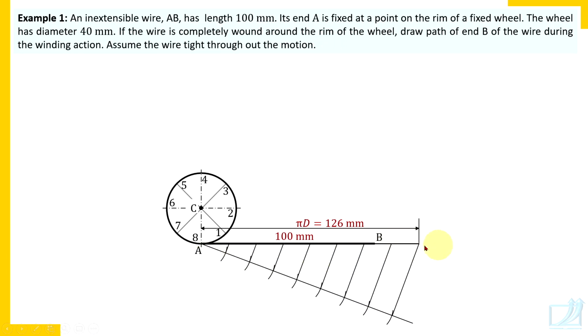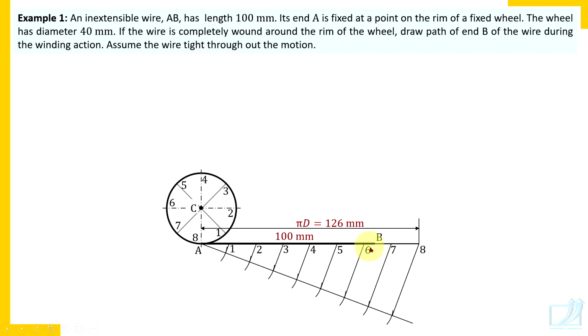So label those 8 divisions now. This is the initial position, that is the 0th position, and now 1, 2, 3, 4, 5, 6, 7 and 8. Okay, so length pi d we have divided in 8 equal parts. Notice here that on line AB we got 6 complete parts and a small portion remaining. So only 6 divisions we could accommodate on length 100 millimeters.